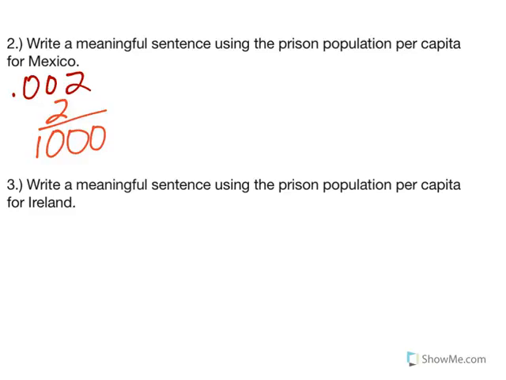And when we talk about Ireland, well, Ireland is similar. I mean, we could do it this similar way. Ireland, let me see, has a 0.001. So that would be 1 out of 1,000. So in Ireland, for every 1,000 people you have, 1 of them would be in prison.